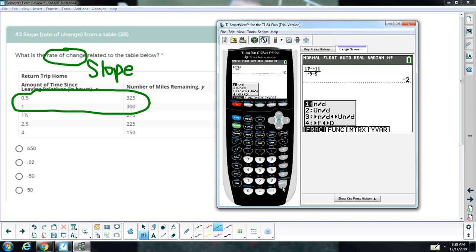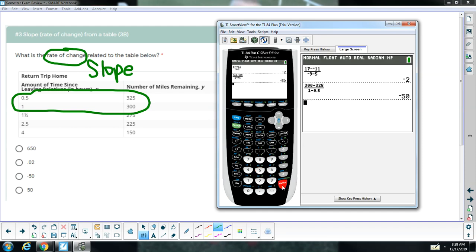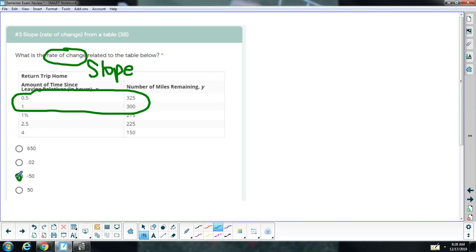So alpha y equals enter. I'm going to do my second y, so 300, minus my first y, 325. Then in the denominator, that second x, 1, minus that first x, 0.5. Again, I'm going to hit enter and let the calculator do all of the math for me. I get negative 50. So the answer to this problem is negative 50.